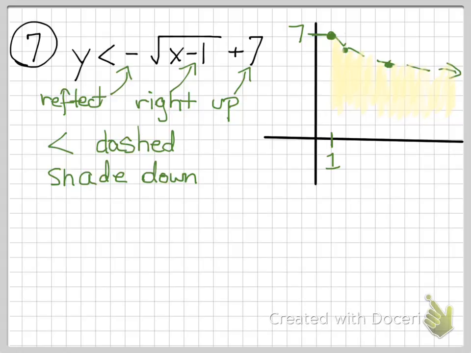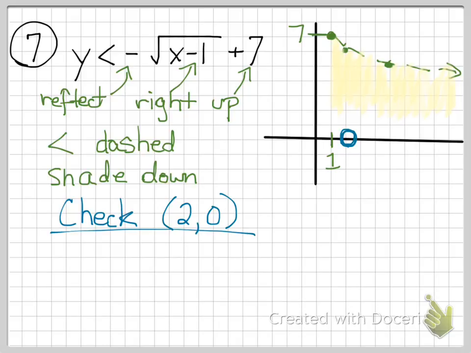Anytime we do a shaded, we have to check a point. We want to check an easy point, right? So what should we check? I'm thinking right in there. Something that's got a 0 as part of the point, because that simplifies my answers. So I'm going with 2, 0.